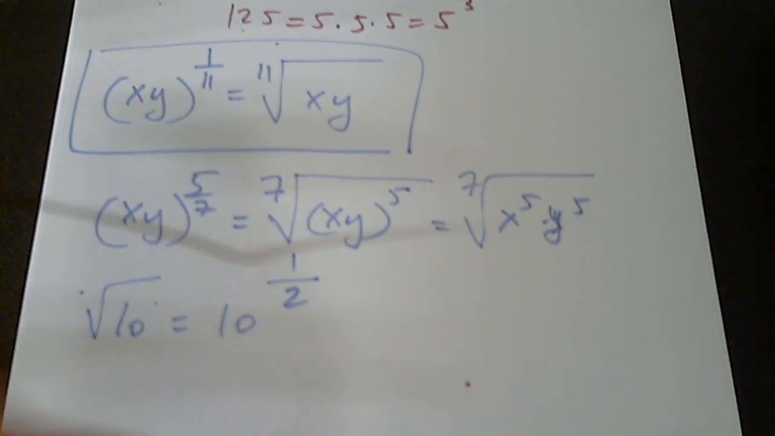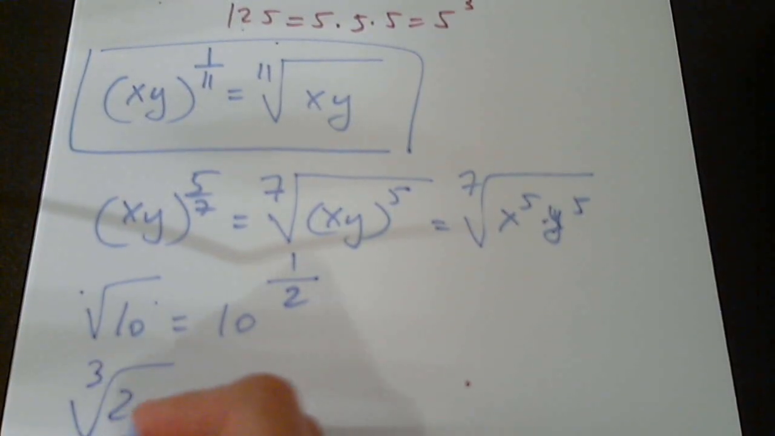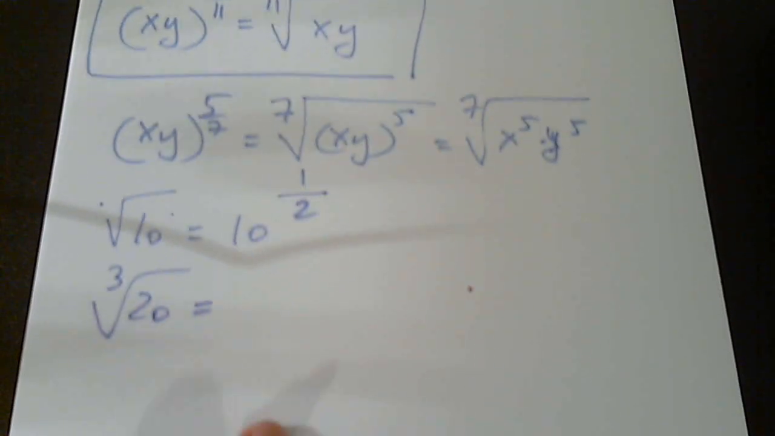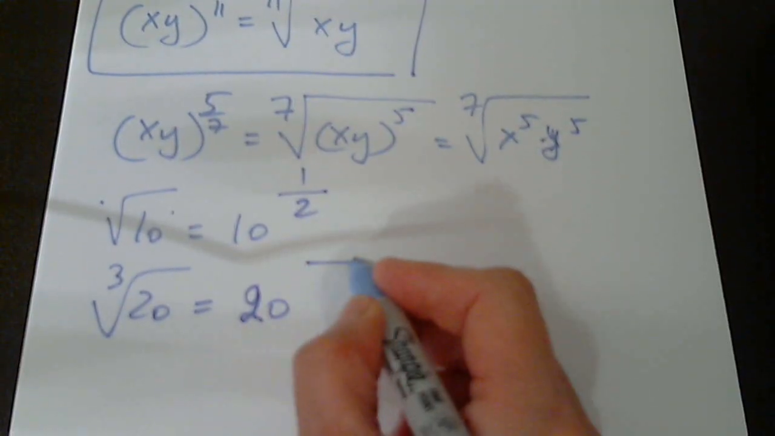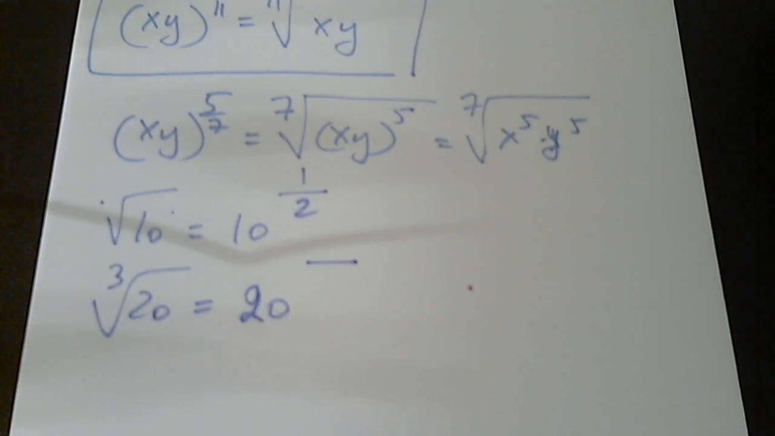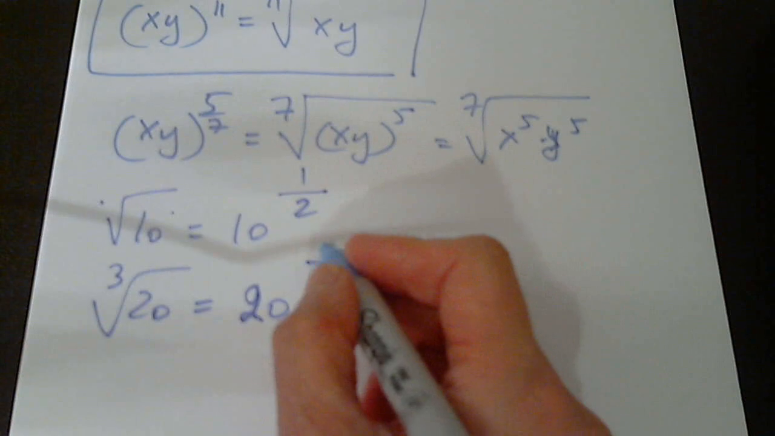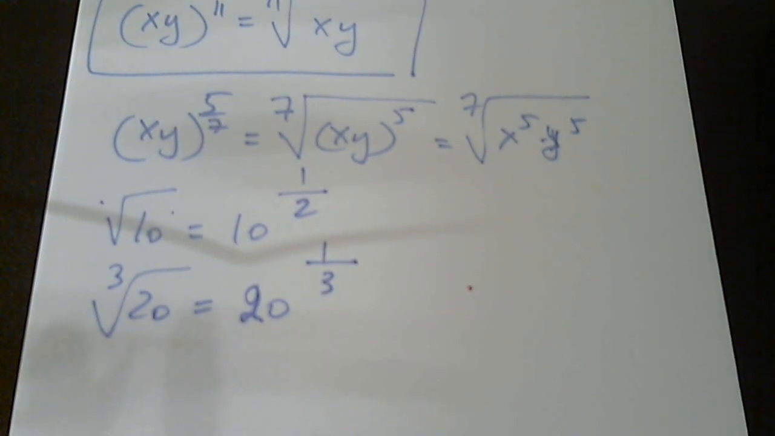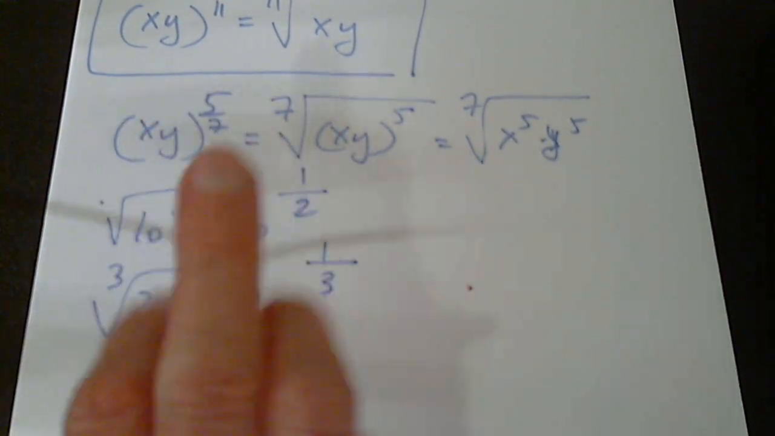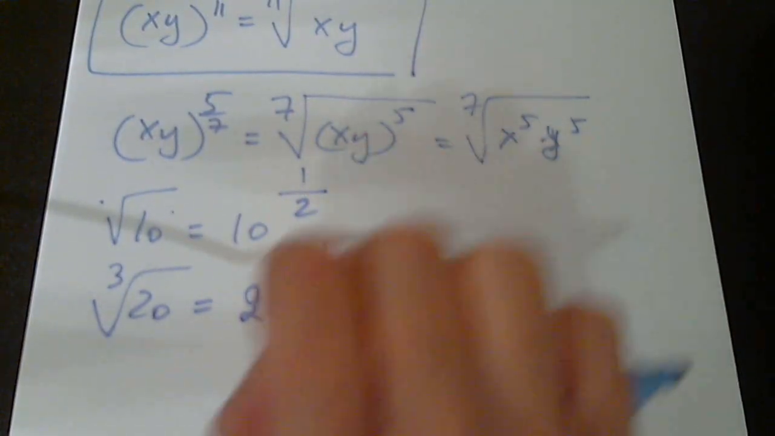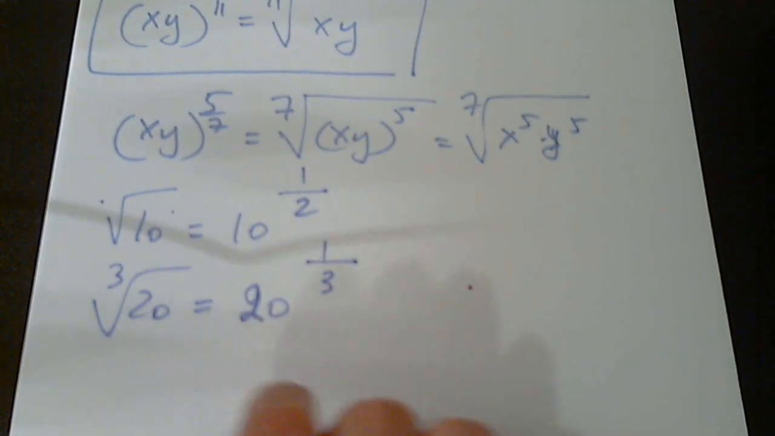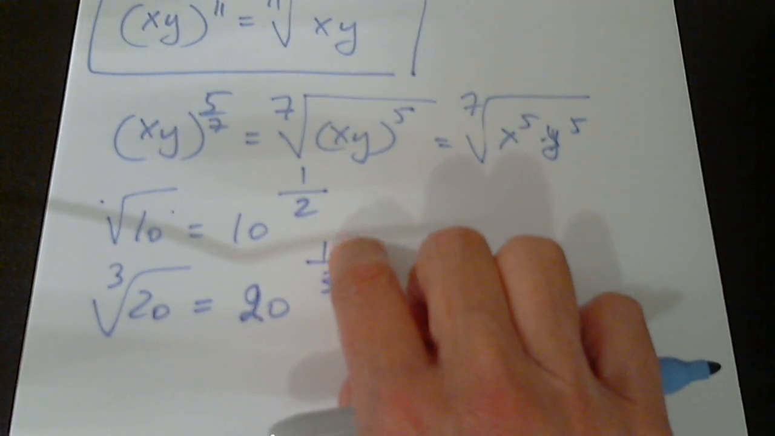Okay, for this one, what will you say? The cube root of 20. How do I write the cube root of 20? With the exponential notation. 20 to a power. 1 over 3. That's it. So please remember, this is easy to remember, just these two. The square root is something with power 1/2. The cube root is whatever but power 1/3.